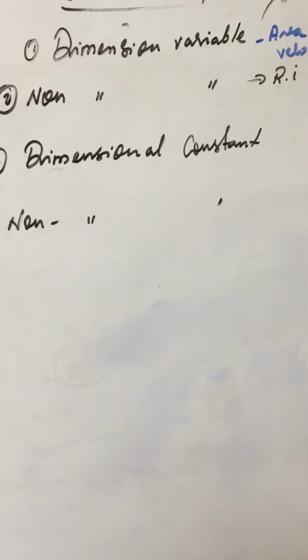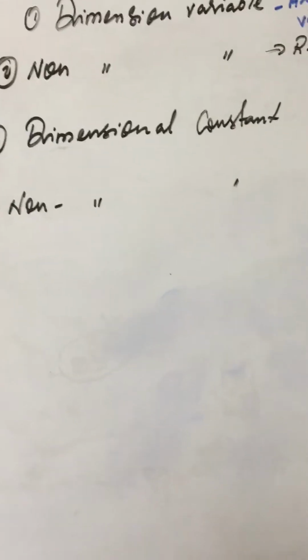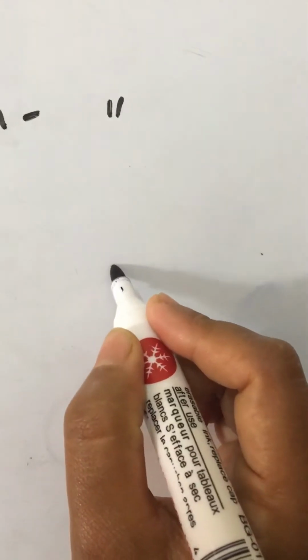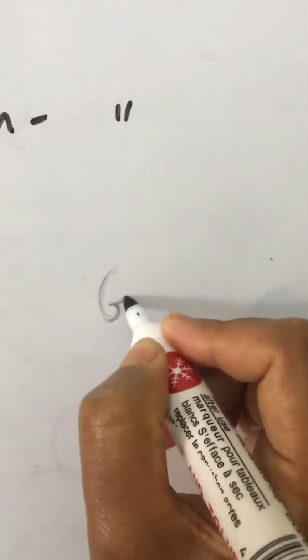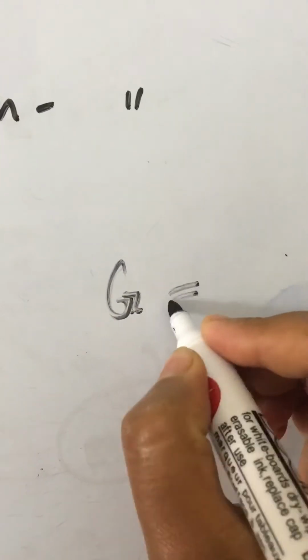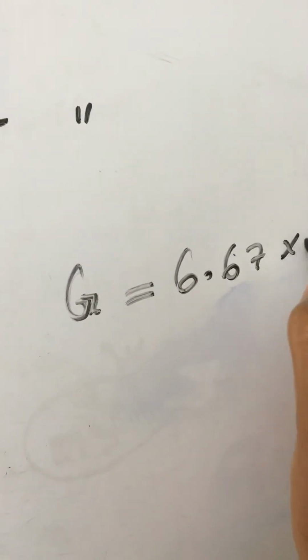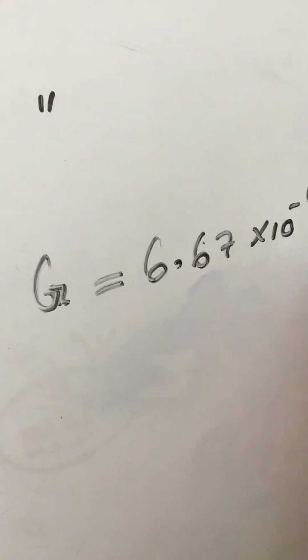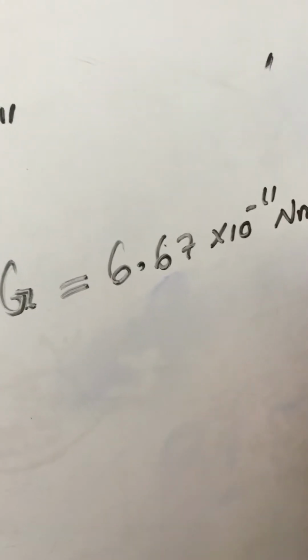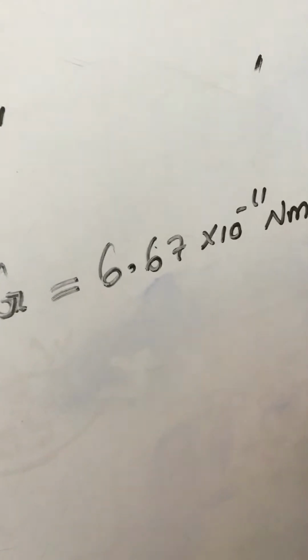Okay, students, now we will be talking about the dimensional constants. Like in class 9, you had learned in gravity a quantity called the universal gravitational constant, which is purely a number. Its value is 6.67 times 10 to the power minus 11 Newton meter square per kg square. You were exposed to it.